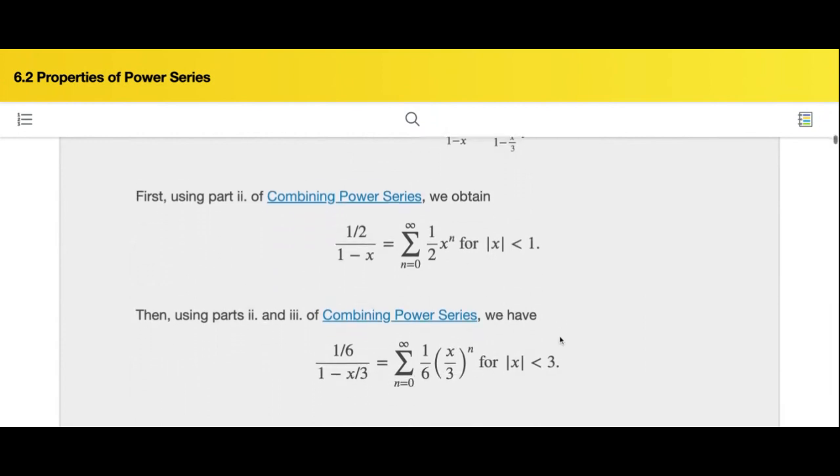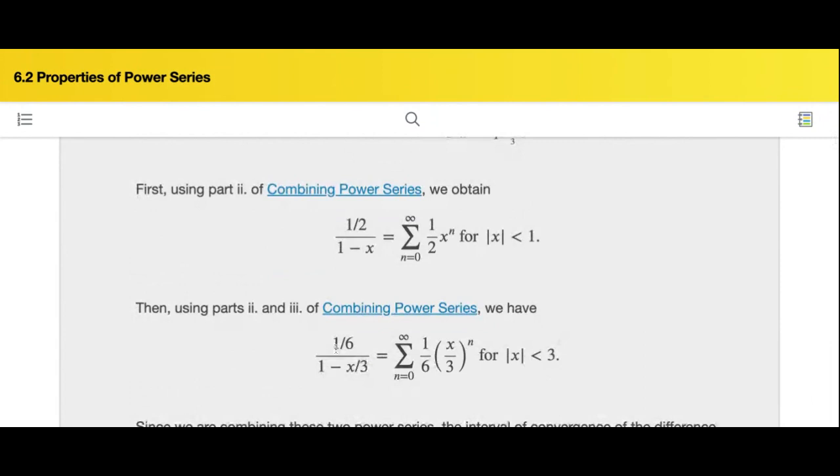Similarly for the second part, we have 1 over 6 over 1 minus x over 3. And that one we can write as 1 over 6, then x over 3 is the ratio. First term is 1 over 6. And we can write this way: 1 over 6, x divided by 3 raised by n.